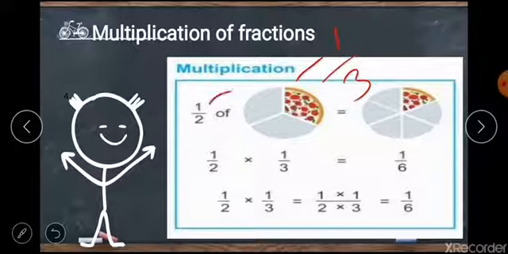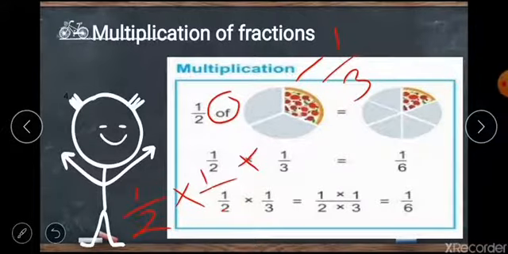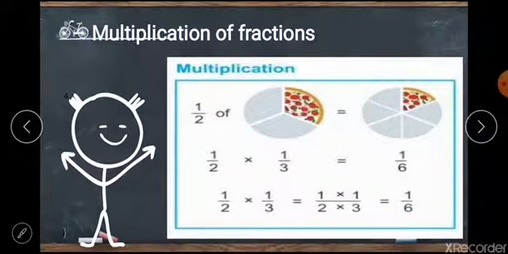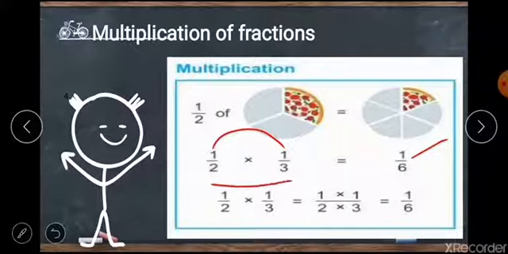And this "of" will be converted into multiplication. So you will write down 1 by 2 into 1 upon 3. And again you will follow the same procedure, that 1 into 1 means I am multiplying the numerators. I will get 1, and I will multiply the denominators, that will be equal to 2 into 3, and this will be equal to 6.